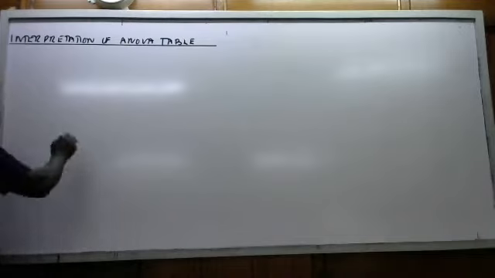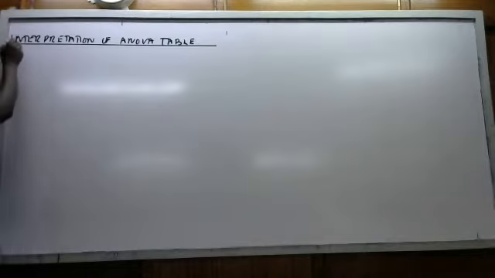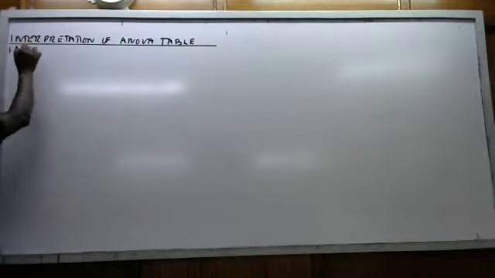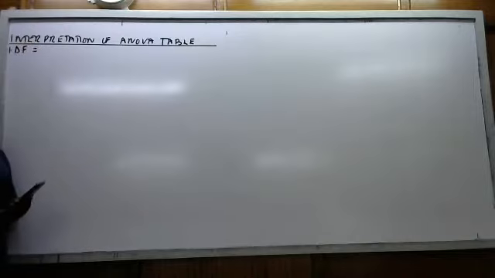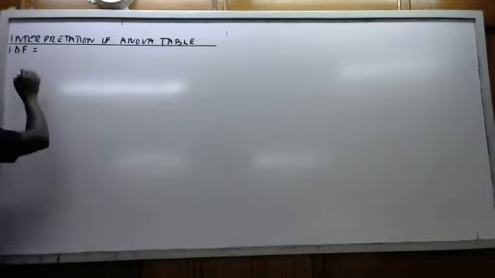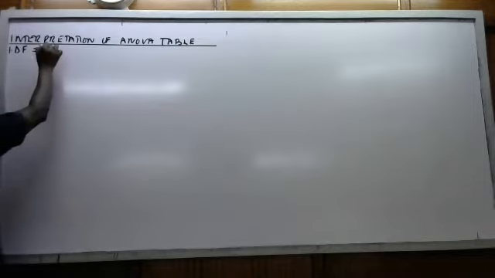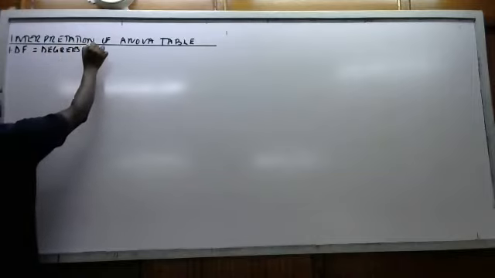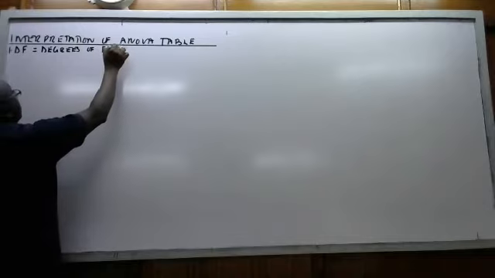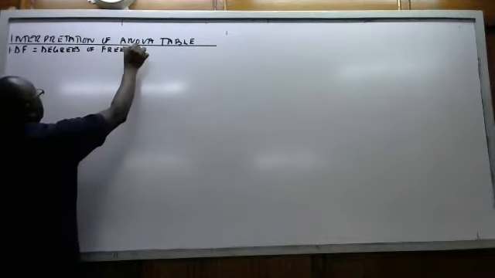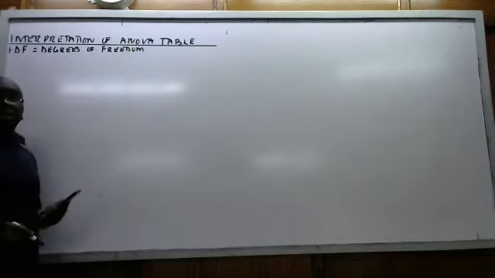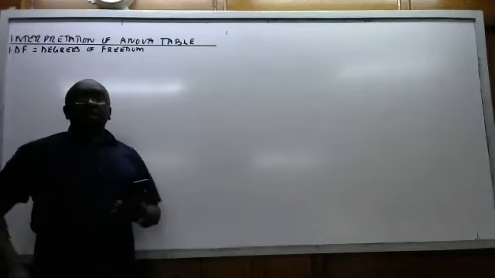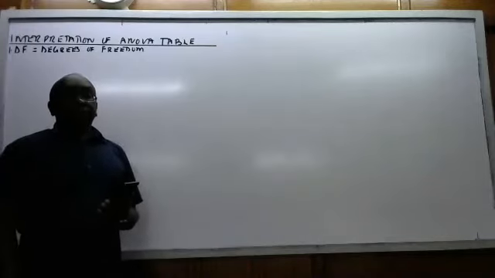So point number 1, there is something that is written here. You can see it. Now DF means degrees of freedom. When you see DF, it means degrees of freedom.